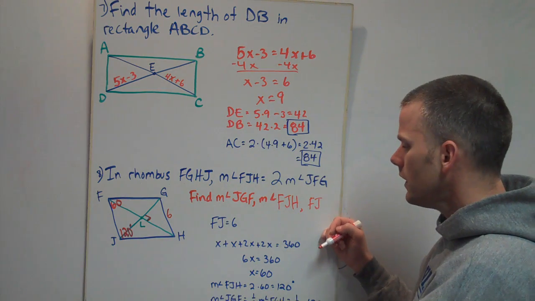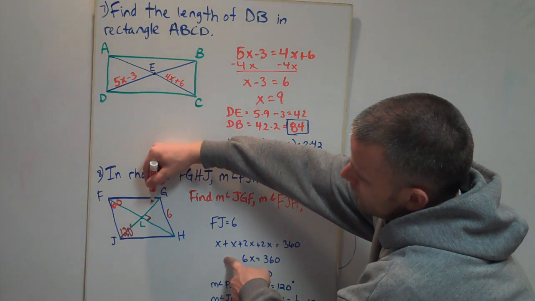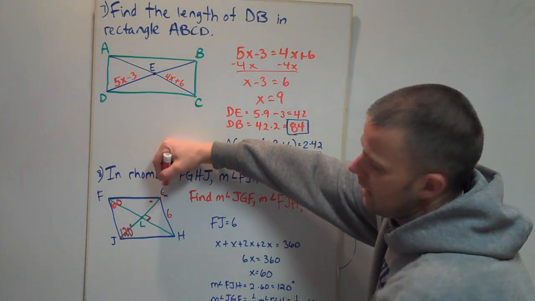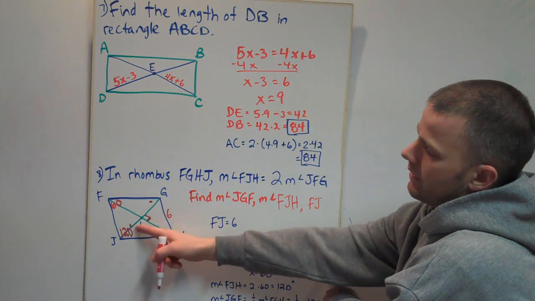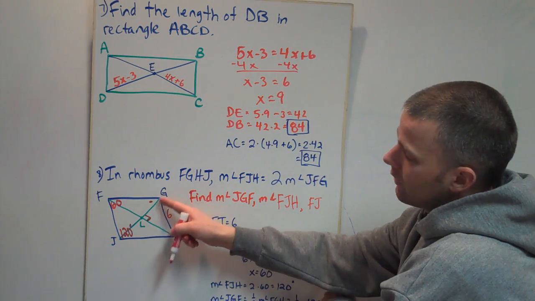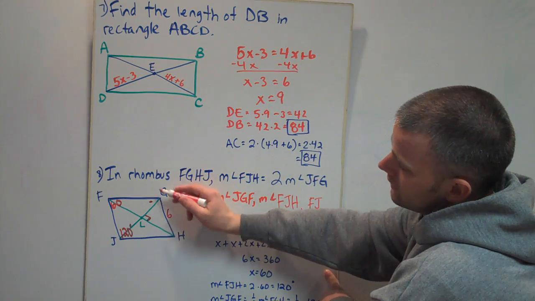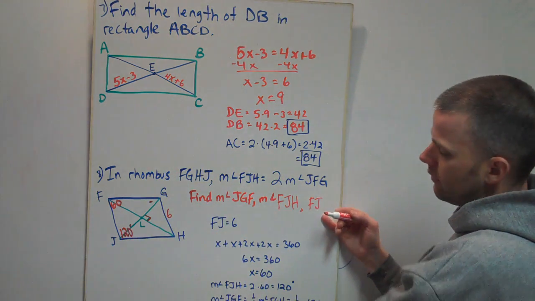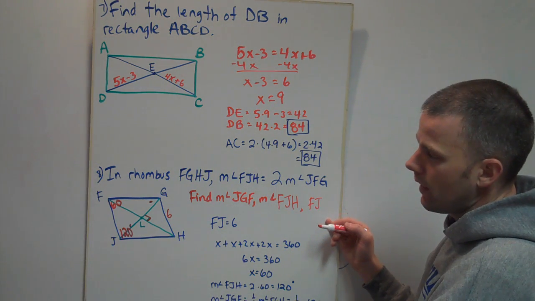Now, in terms of angle JGF, which is this smaller angle right here, obviously the opposite angles are going to be congruent. The one thing about the rhombus is the fact that the diagonals bisect the angles that they intersect, or that they start from. So if this entire angle is 120, that's going to make the measure of angle JGF 60 degrees.